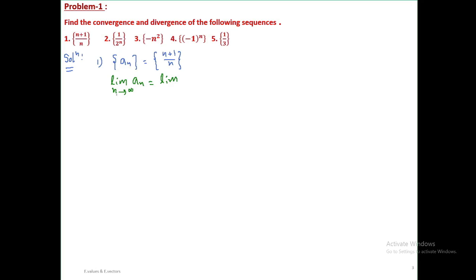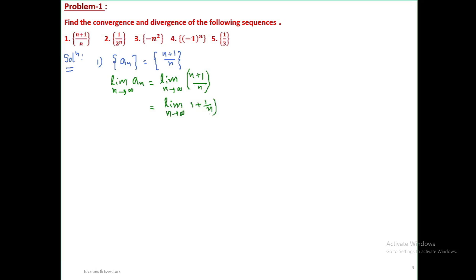Like that, as n becomes large, what is the number of that sequence? That is the meaning of limit n tends to infinity of an. Now an is n plus 1 upon n. Now this will be limit as n becomes large of n plus 1 by n. So if you separate it, you will get 1 plus 1 by n, right?